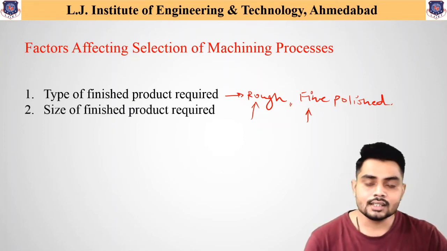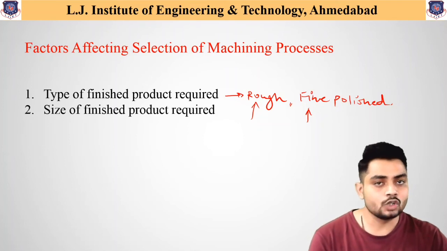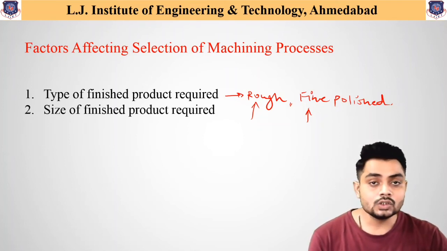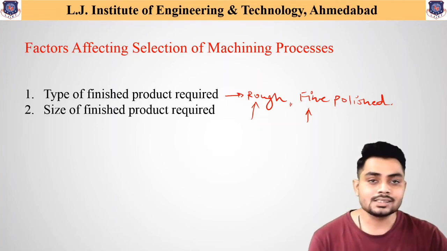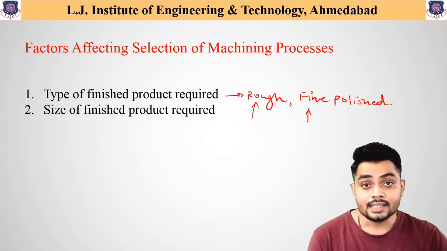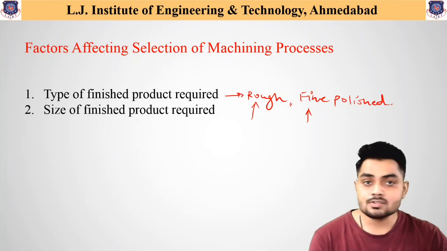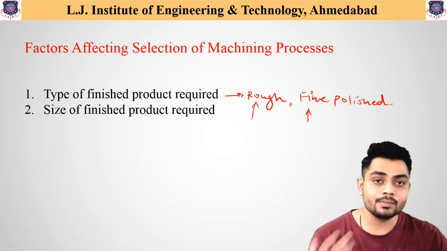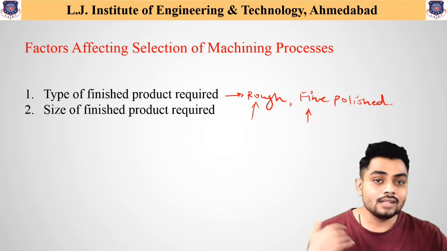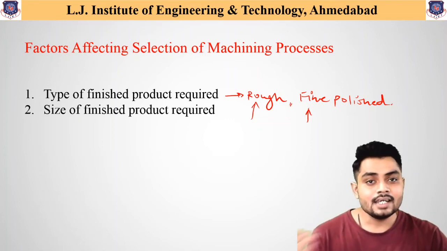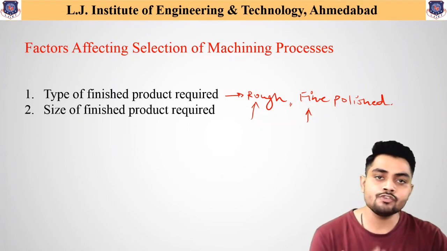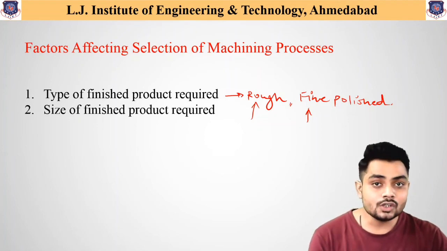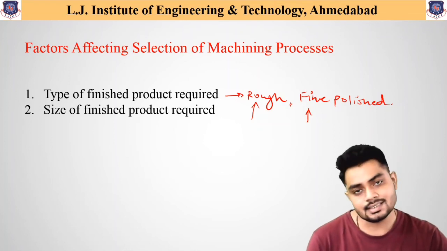Now the second one, that is the size of the finished product. That means based on the different shape and size of the component, different types of machinery need to be selected. The workpiece may be smaller in size, or it may be of larger shape and size, that means it may be 1 or 2 feet, or it may be just 10 to 15 centimeters. Based on requirement, different machinery of different shape and size needs to be selected.